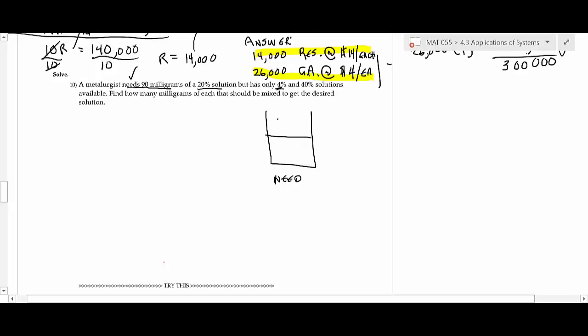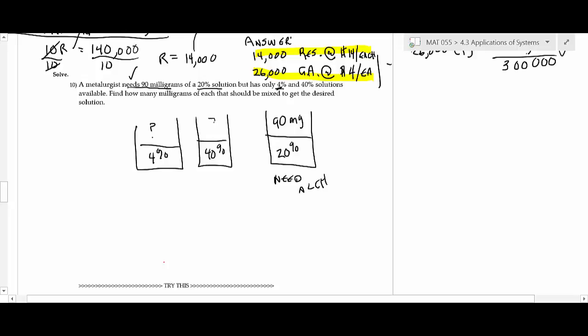We need to have two things. We need to have 90 milligrams, and this thing is going to be 20%. Let's just pretend like that's alcohol. Okay, you got 90 milligrams and 20% is alcohol, the other 80% is whatever, okay? Well, what you have is these two things: a 4% mixture, and you have no idea how much of that you're going to use. Then you also have a 40% mixture. You don't know how much of that you're going to find either. So what you've got to do is figure out how much of each of those things you have to use.